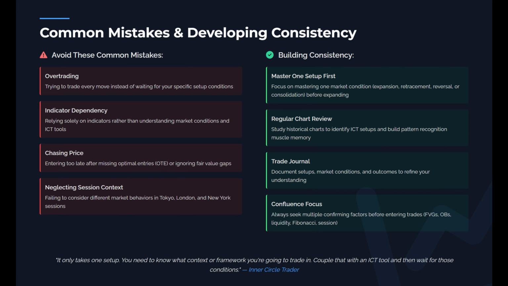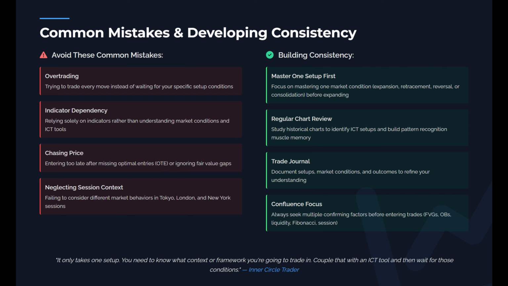Mistake number 3, ignoring session timing. Trading a reversal setup during Tokyo session is like trying to surf during low tide. The conditions just aren't right. Respect the session characteristics we discussed. Mistake number 4, lack of confluence. Taking trades based on just one factor is gambling, not trading. Always wait for multiple factors to align before risking your money.